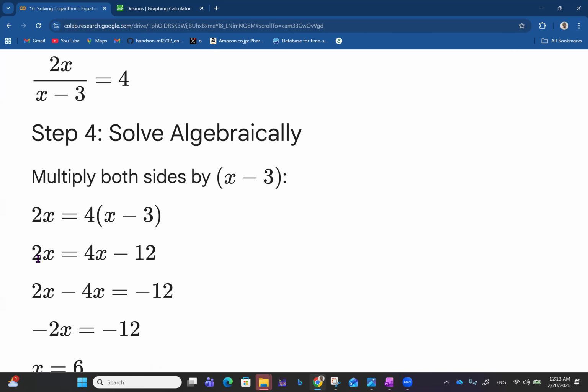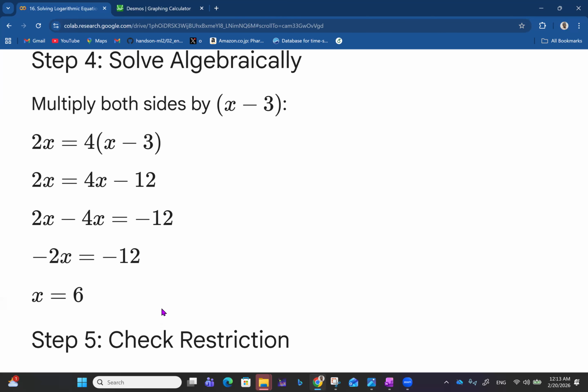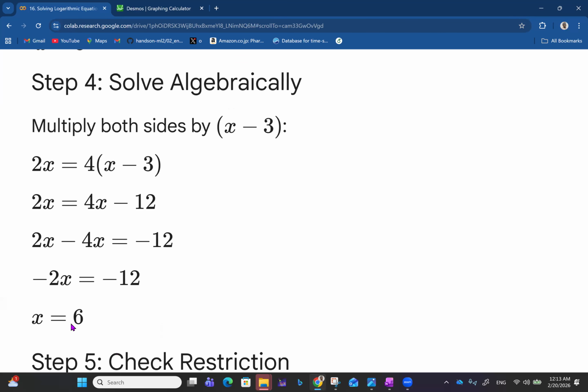Then we open up things. So 2x is 4x minus 12. So 2x minus 4x is minus 2x. Then you have minus 12 here. Divide both sides by minus 2. We get 6. So x is equal to 6.